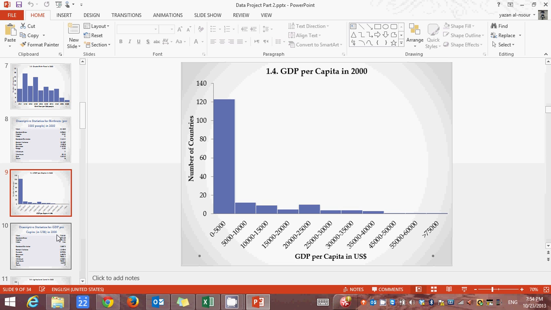The fourth variable is the GDP per capita. Most of you have this variable. On the x-axis, we group the GDP, and then the number of countries. You can see that most countries are actually poor countries. The GDP per capita is between 0 and 5,000. So almost 125 countries are poor countries, with GDP less than 5,000.